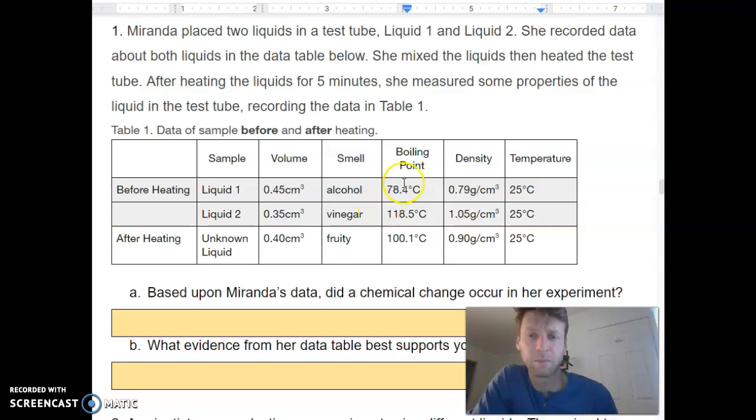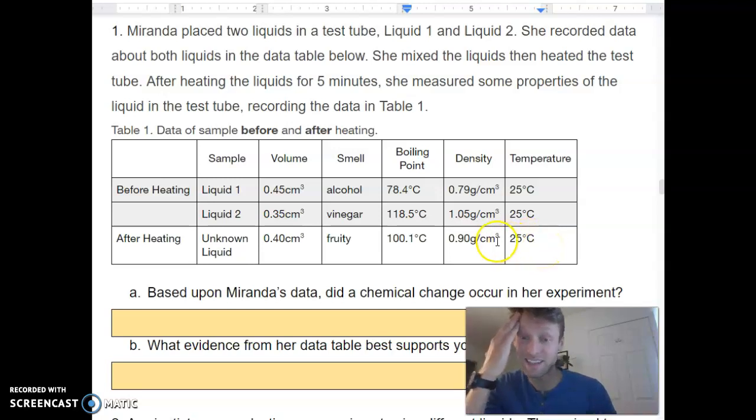Let's look through the rest of them. A boiling point, that's an intrinsic property. So the thing she ended up with has a boiling point of 100.1 degrees Celsius. That's different than the two liquids she started with. So that's another clue that a chemical change happened, that this is a new compound we made. And the density is also different. It's 0.90 grams per centimeter cubed. That's different than the densities of the first two substances she started with. The last column is temperature. Well, temperature doesn't tell us anything. All it tells us is that she's recording this data at the same temperature.